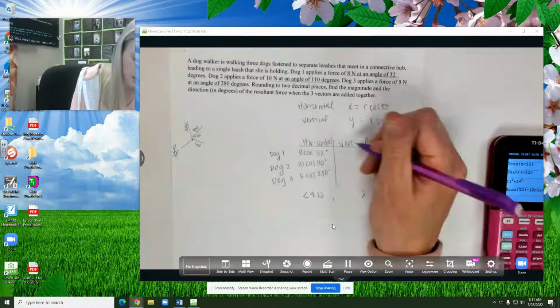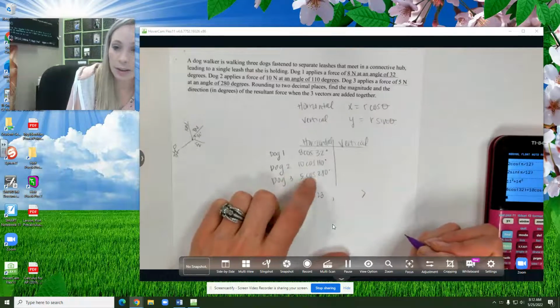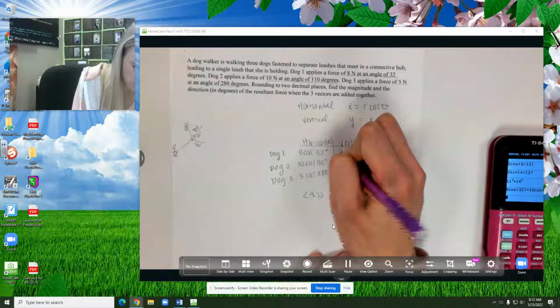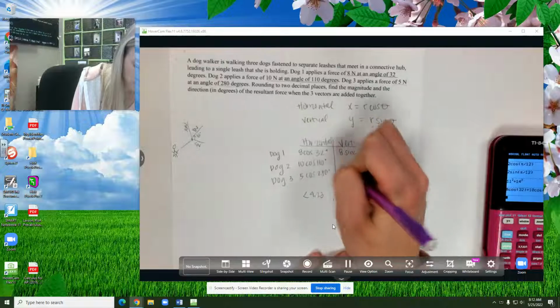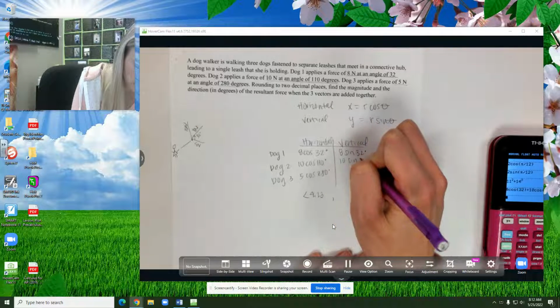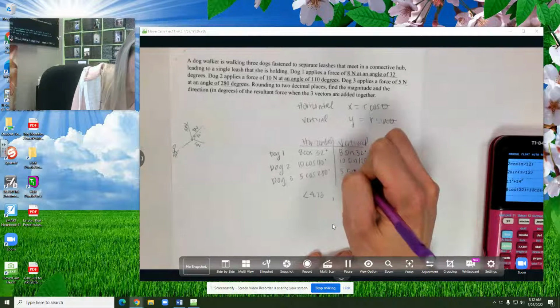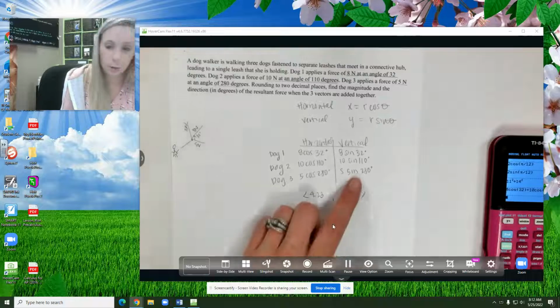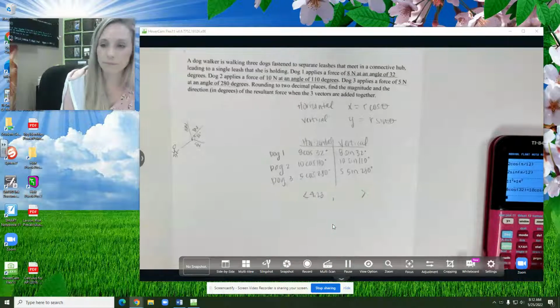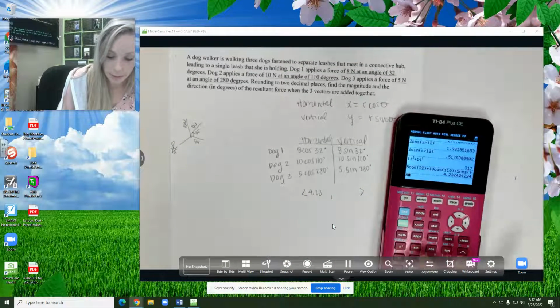Now our vertical is essentially exactly the same thing. The only thing that changes is that these are going to be sines. So it's going to be 8 times sine of 32 degrees, 10 times sine of 110 degrees, 5 times sine of 280 degrees. So the only thing that changes is that sine. So we're going to do the same thing, except now we are going to use sine.